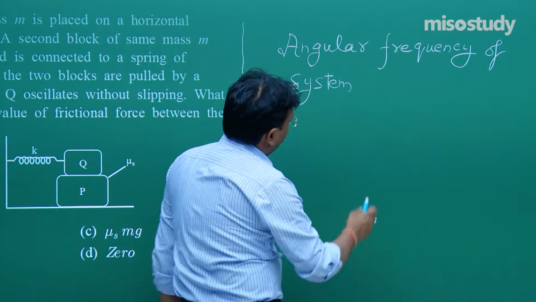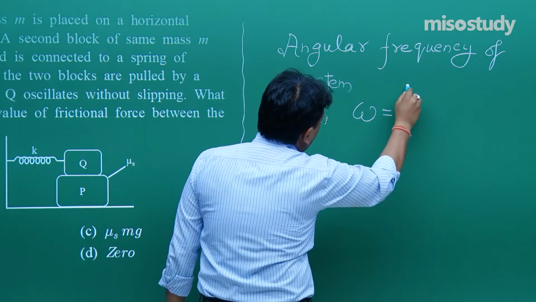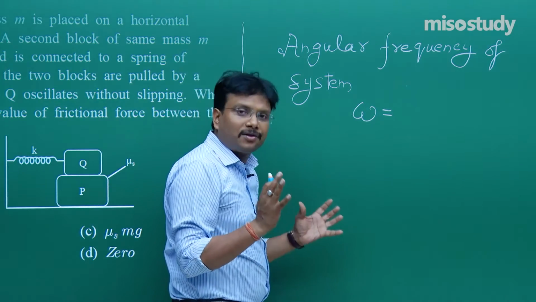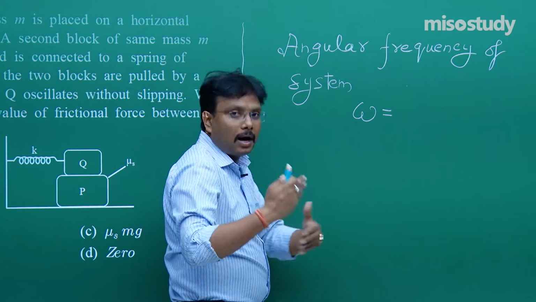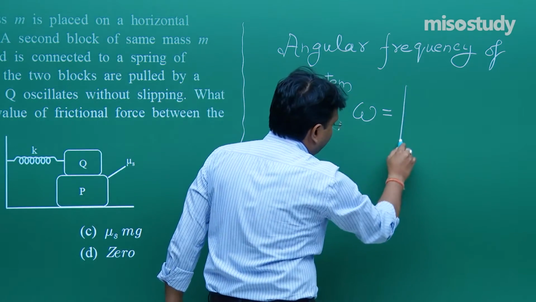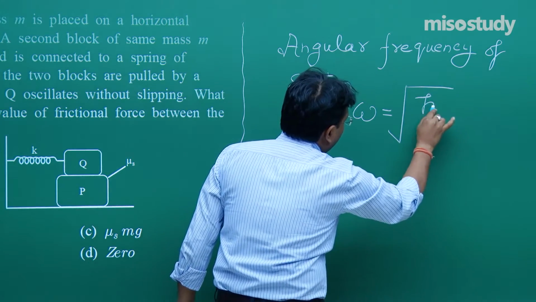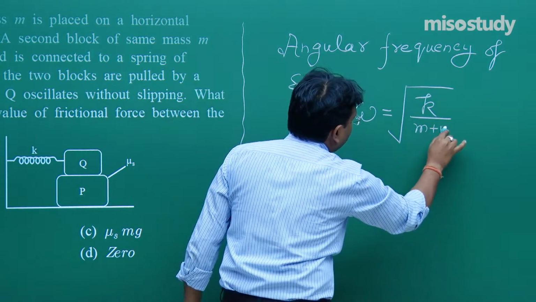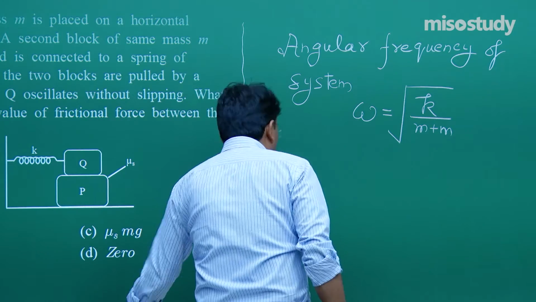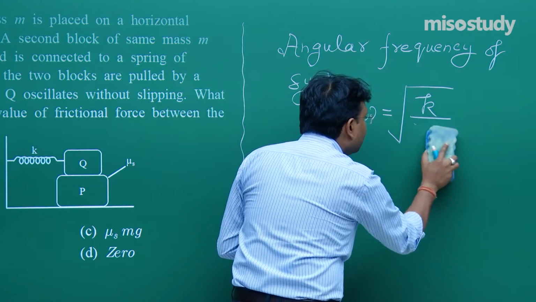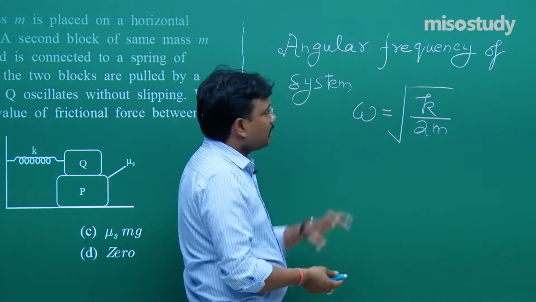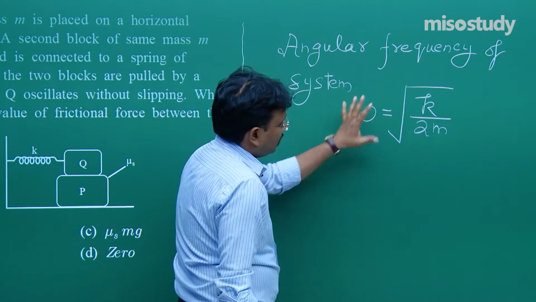So angular frequency of the system omega is equal to, because the concepts of basics of this oscillation chapter, I hope you are continuously revising, so directly I am writing this equation, that is K by M plus M. Now both the masses are same, so you can say that it is 2m. Fine, I hope this first step is clear to all of you.